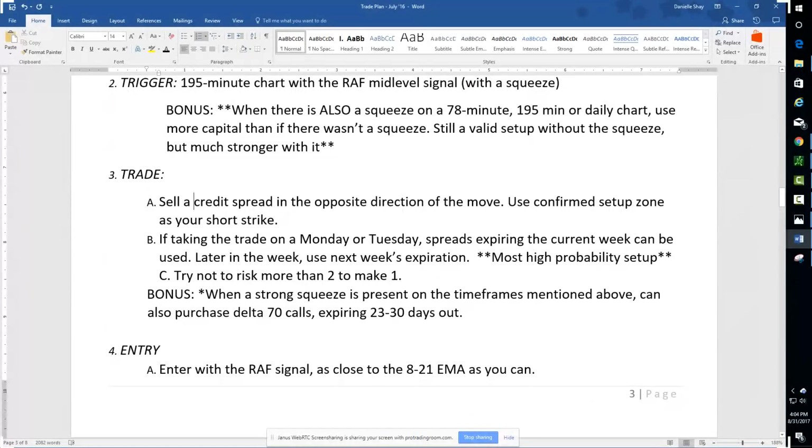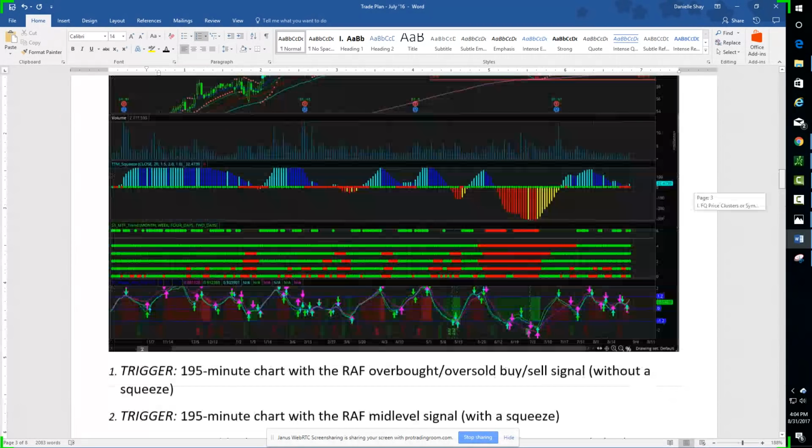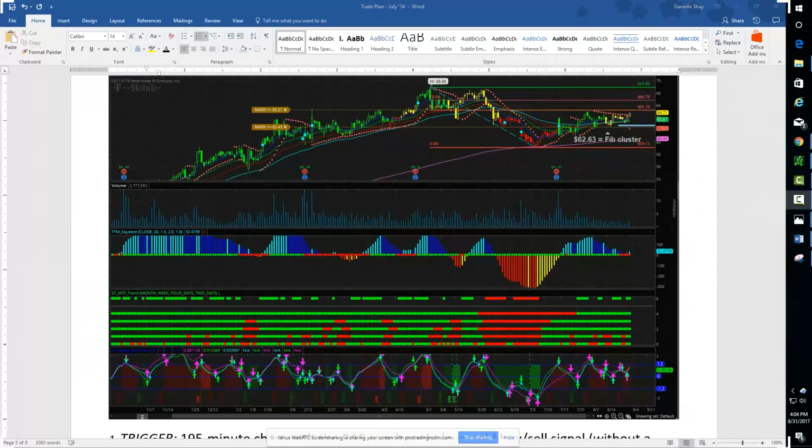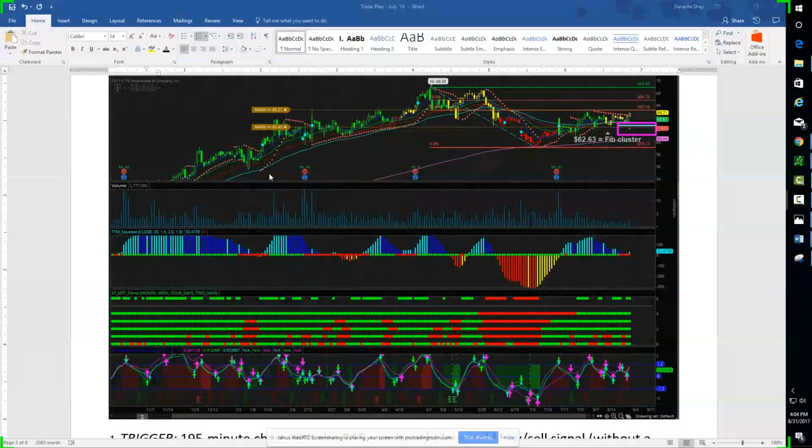All right, so what is the trade? The easiest trade here is selling an at the money credit spread in the opposite direction of the move. This doesn't always work due to the different premiums that you can get. But the most consistent and easiest way to play a directional setup is going to be selling a put credit spread right here. So that's always my first choice. I always try that out first because it is the highest probability way to do it.